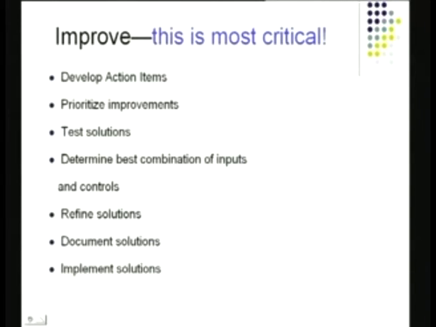Determine the best combination of inputs, and this would be done again by design of experiments and controls. Refine the solutions, and that could be done again by design of experiments, DOE. Document the solution, implement the solution. I will tell you this, that by far the training that the black belt people receive is most effective and useful at this stage, the stage of improvement, because this is where you'll be using a fair amount of statistical methods to try to make sure that you make an impact on the process.